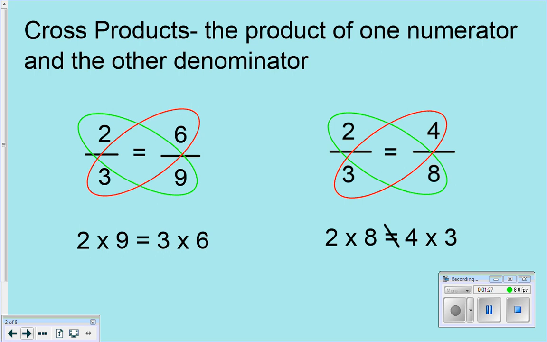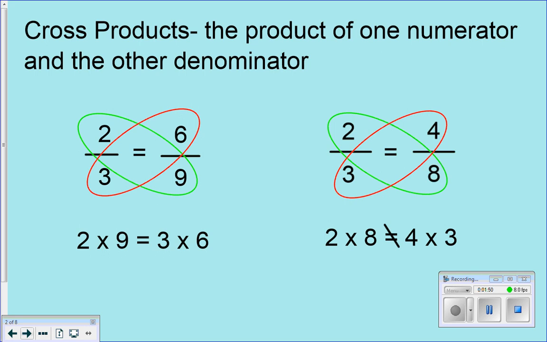This times this is 18, 2 times 9 is 18. We know these are in proportion, right? Okay. And that's an example of something that's not in proportion. Remember we kind of talked about this the other day where we said, okay, well, we know 2 times 8 is 16. We know 4 times 3 is 12. So that is an example of something not being in proportion.